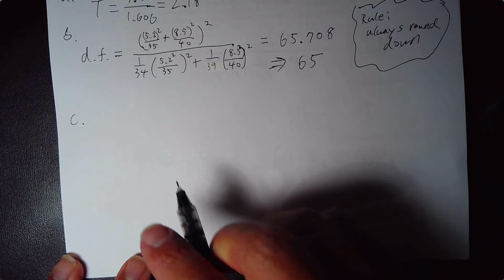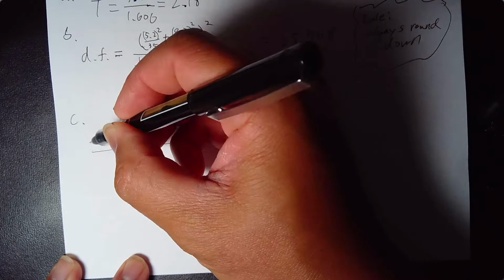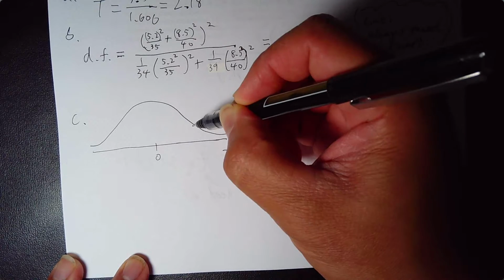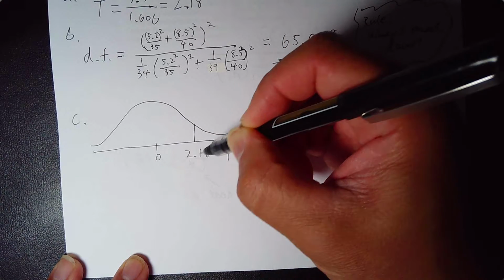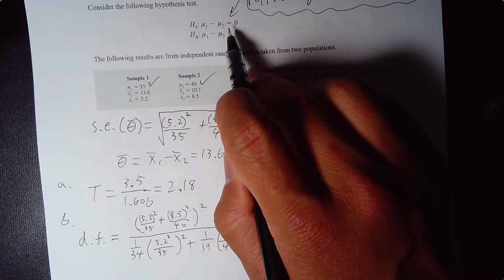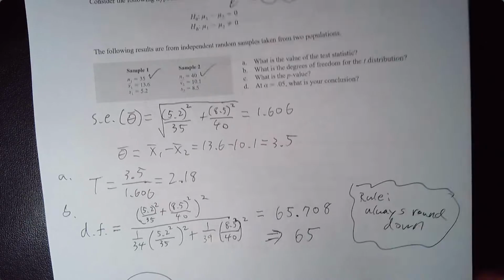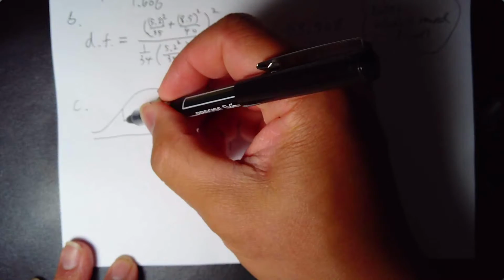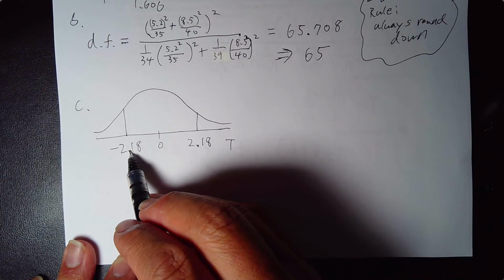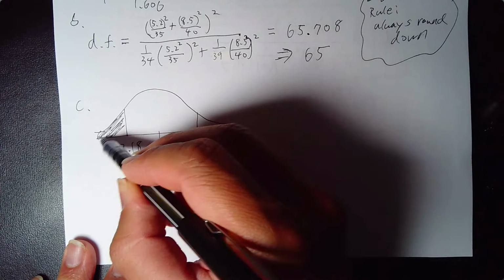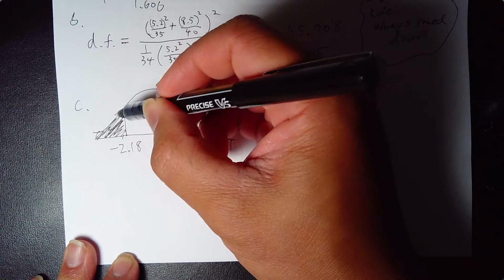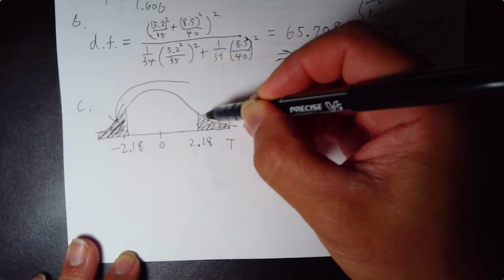So we have our test statistic already, and we have our degrees of freedom. Our test statistic falls at 2.18. Now, remember, this is a two-tailed test, because our hypothesis is that there's a difference. So our rejection region is on both tails, and our p-value needs to cover both sides as well. The t distribution is symmetric, so we need both of these areas. That's our p-value.